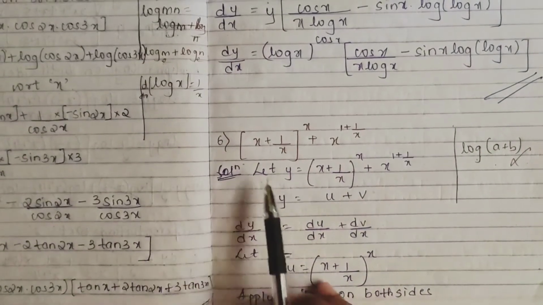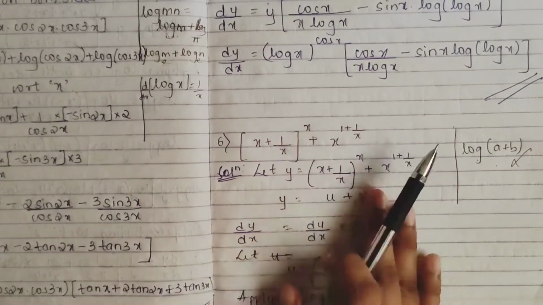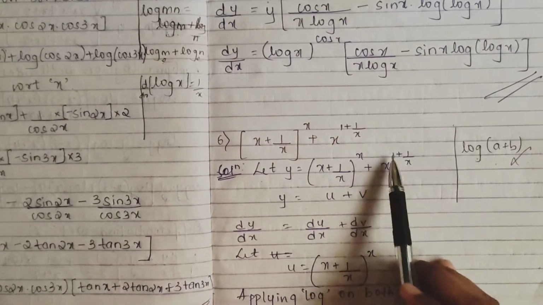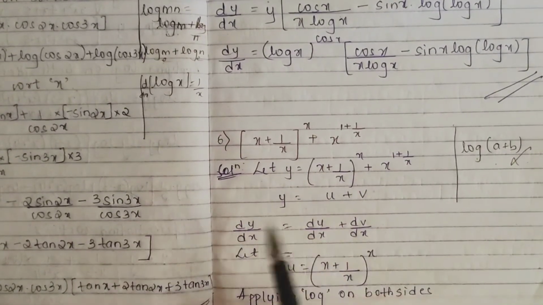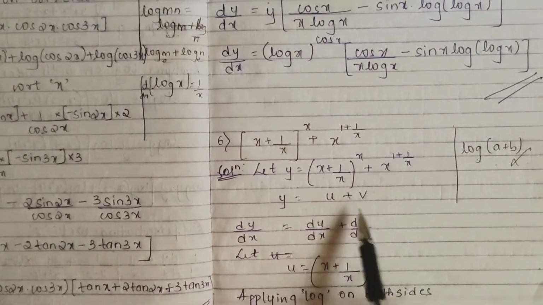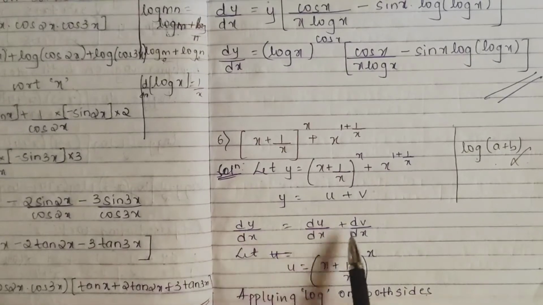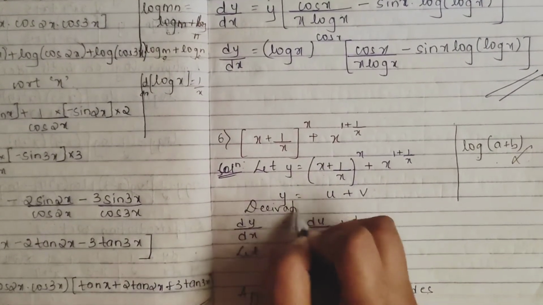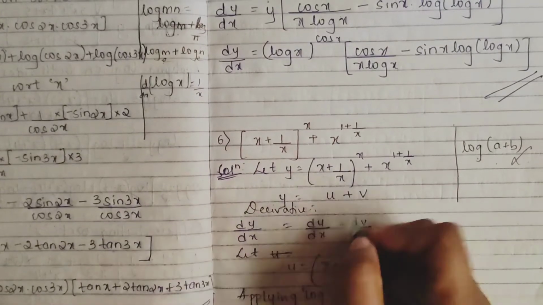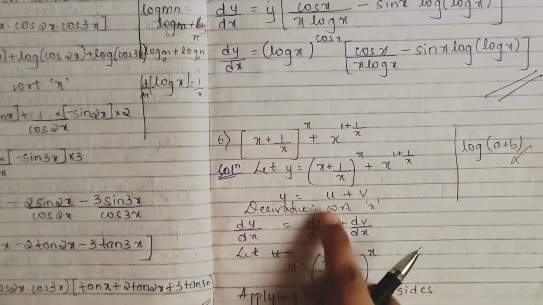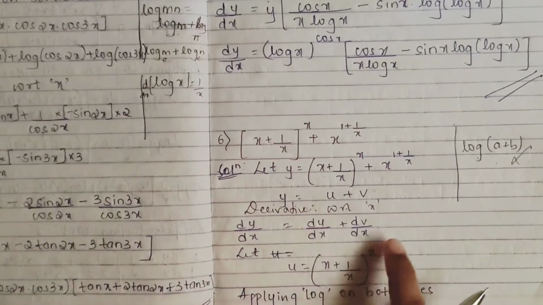So it's better that we take them separately and then apply the log. See a solution. Let y, first we are denoting it as y, let y is equal to (x plus 1 by x) whole raised to x plus x raised to (1 plus 1 by x). Now this term I am denoting as u and this term as v. Now its derivative with respect to x, dy by dx, is equal to du by dx plus dv by dx.